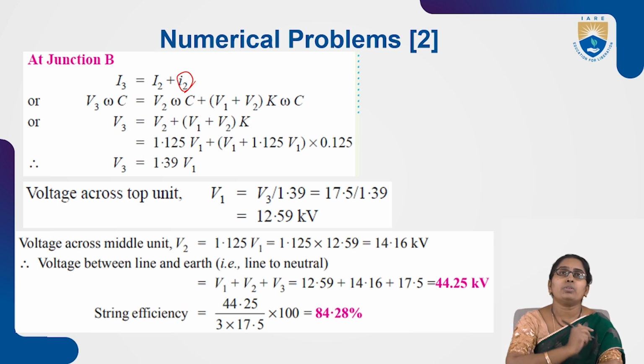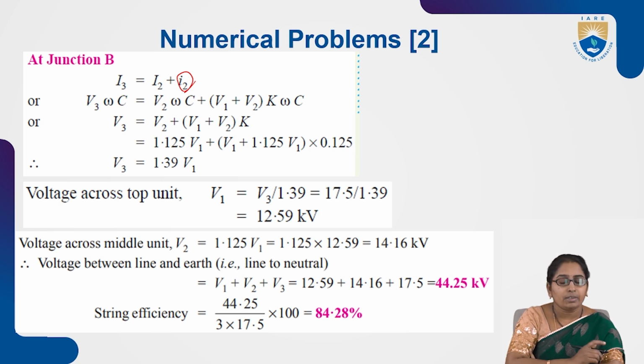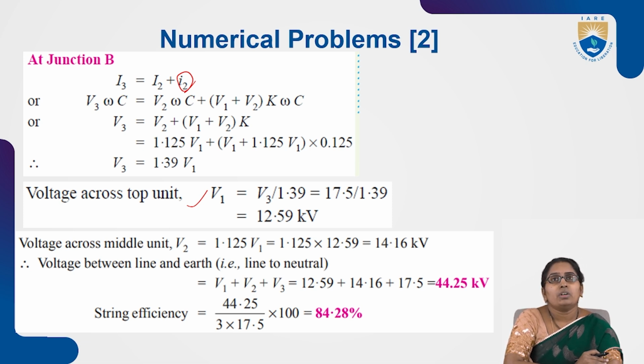We'll get V3 is equal to V2 plus, in brackets, V1 plus V2, bracket close, K, because we already know from the previous equation V2 in terms of V1, that is 1.125 V1. So V3 is given only in terms of V1, finally 1.39 V1. Because it is given in the problem, V3 is 17.5 kV, right? So we can calculate V1. So V3 by 1.39, finally obtained as 12.59 kV.